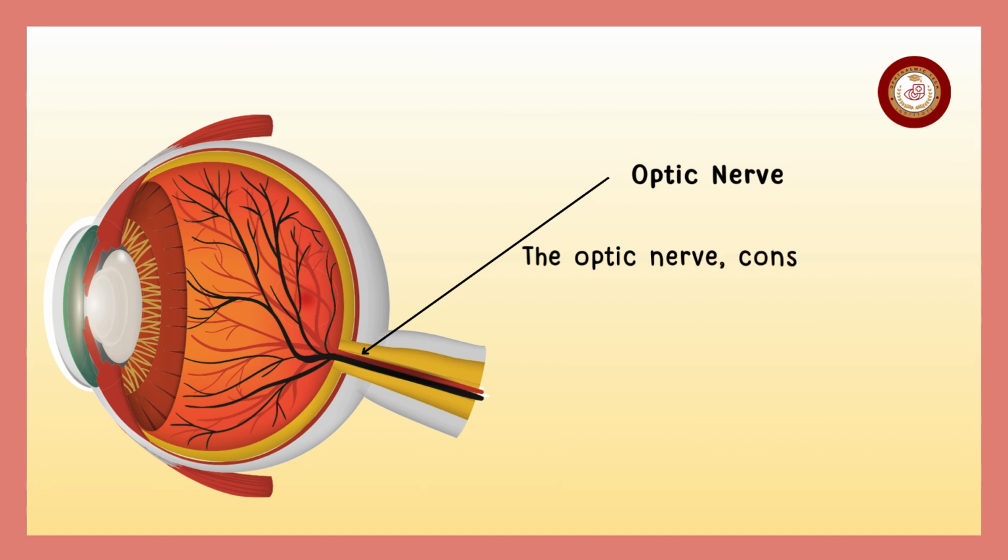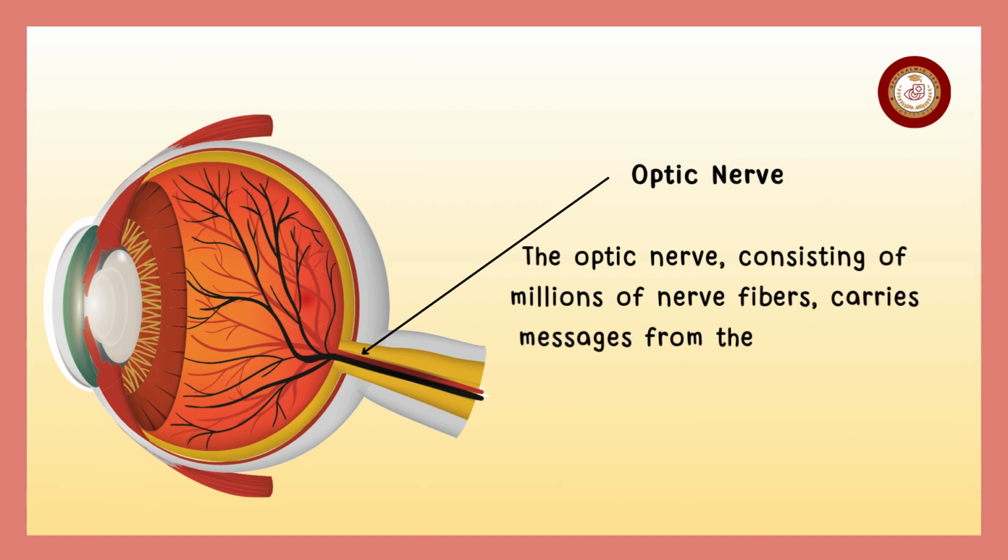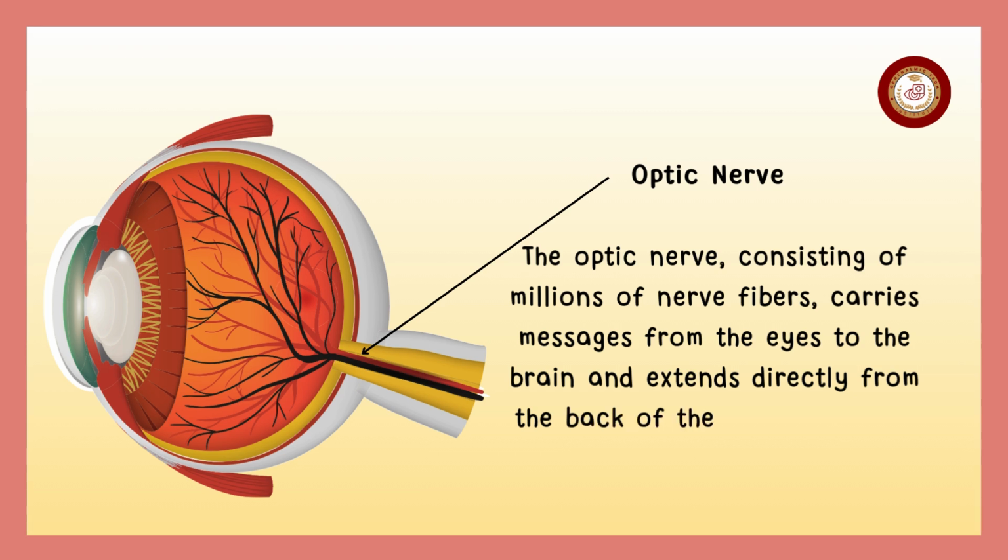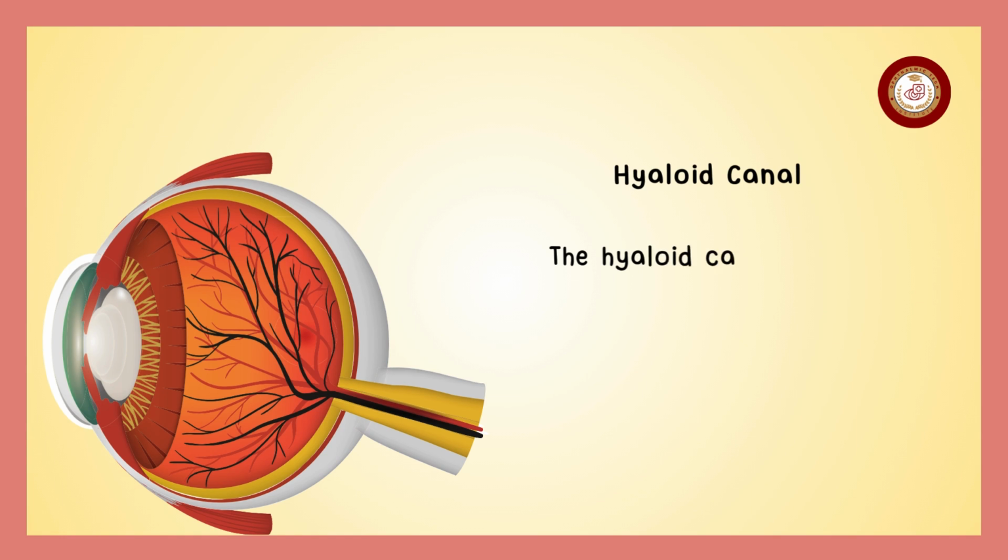And the optic nerve. The optic nerve, consisting of millions of nerve fibers, carries messages from the eye to the brain and extends directly to the back of the eyes. So that long tail that leaves the eye actually goes all the way to the brain. That is what carries those images that have now been translated by your retina, now carried through your optic nerve. Those millions of nerve fibers, which we cover again in detail in our disease process.